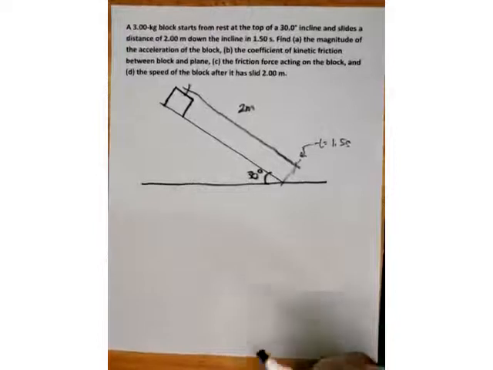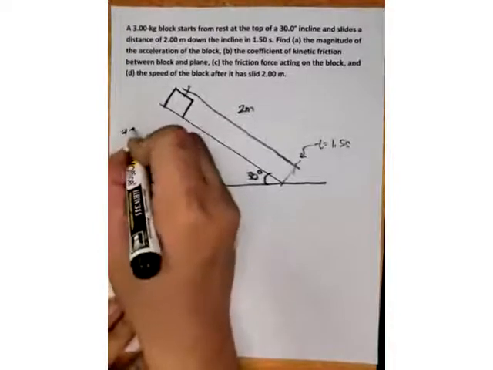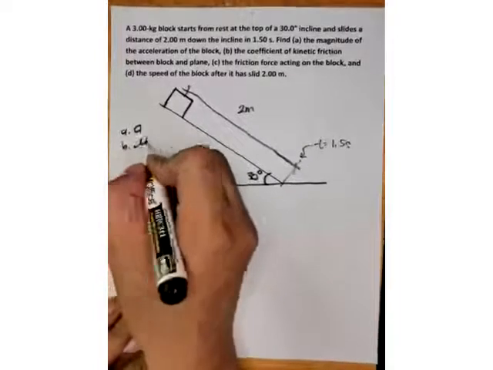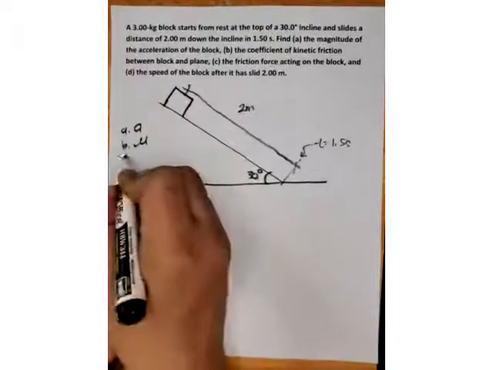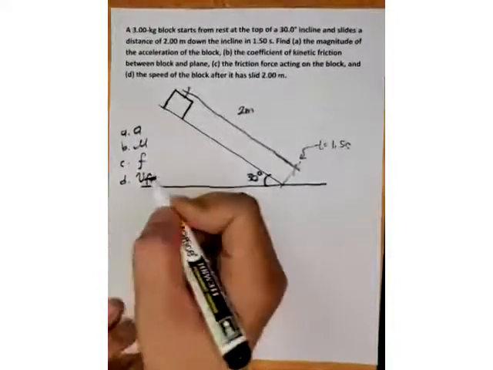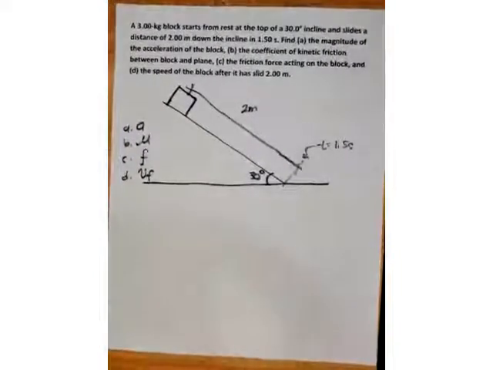Okay? Ang unang question ay, ano daw yung acceleration ng ating block? B, the coefficient of friction. And C, the frictional force. And D, the final speed or velocity. So, parang review rin ito ng kinematics na may halong Newton's laws.